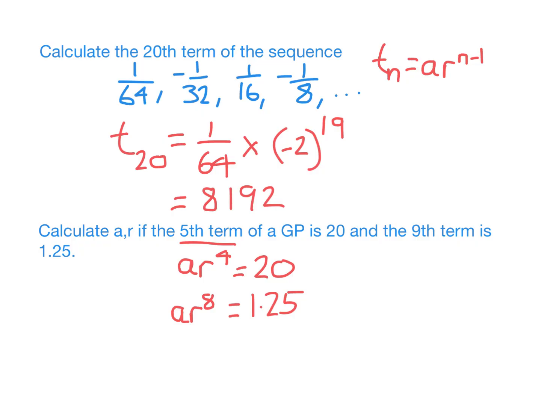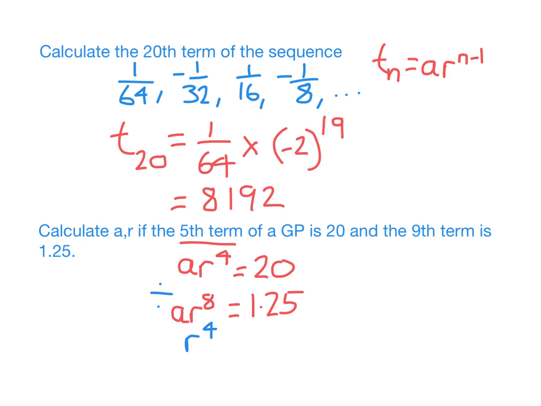We're used to subtracting one equation from the other, but that won't get rid of A. What will get rid of A is if we divide. So just to keep things easy, I'm going to do higher power divide lower power. We're going to divide this by this. So A divided by A is just 1. R to the power of 8 divide R to the power of 4 is R to the power of 4.